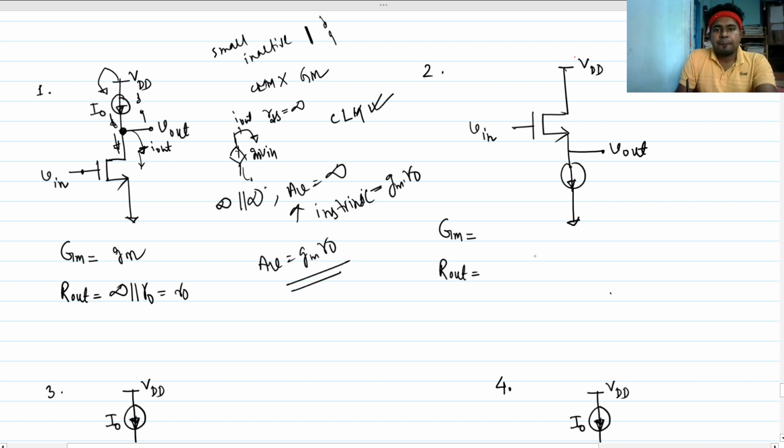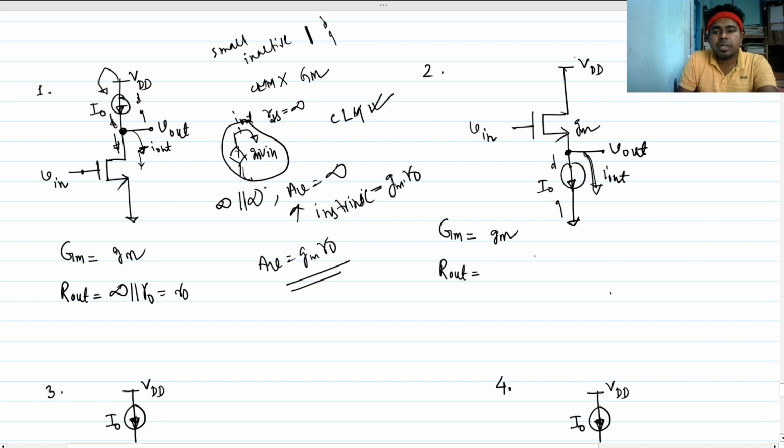Now for the second circuit, we can see that this is a constant current source load, as we are taking the output from here. What will be the overall gm? We have to find gm by short circuiting this branch to the ground, and this is the small signal I out. For I out, this will be an independent source, so this will be open. Similarly, in this case only one branch is present for this current, so the overall gm will be nothing but the small gm of this MOSFET.